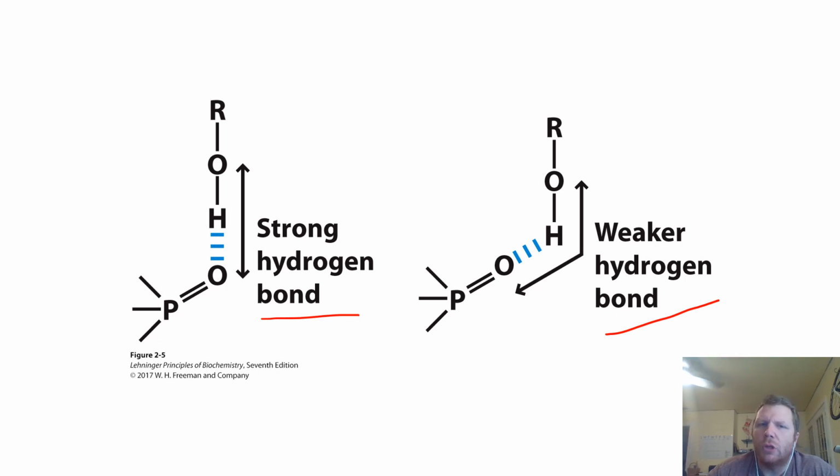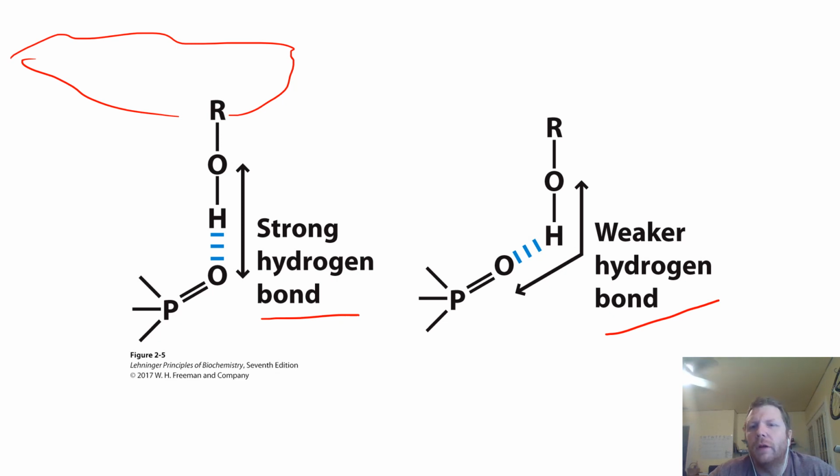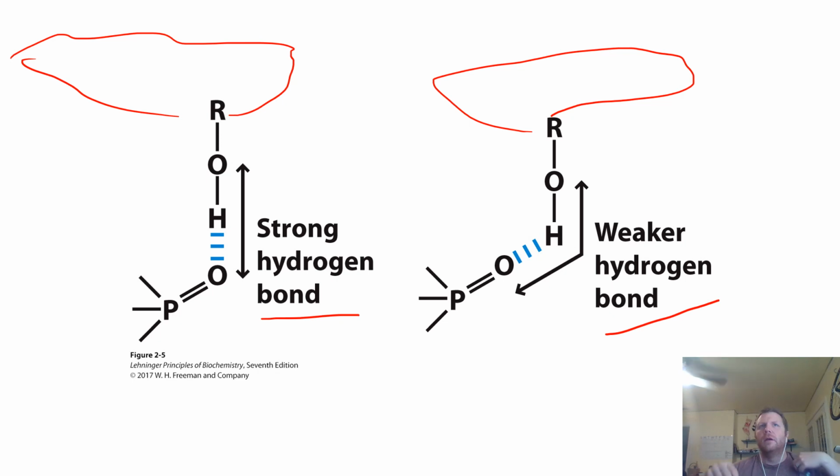But what you should think about is, what is this R attached to or a part of? Think about them as being held in position slightly differently. So the stronger hydrogen bond, that ROH, is being held up here, and it's not really able to move, which forces that P double bonded oxygen to be in a certain position so that that hydrogen bond can be established.